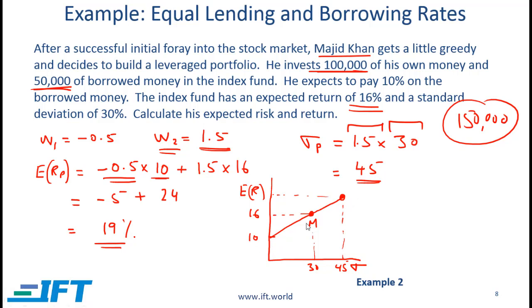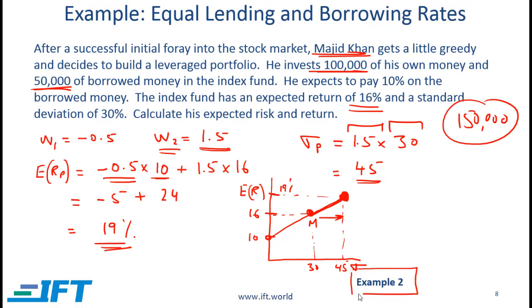Graphically, here is what we are doing. This point represents the risk-free rate, 10%. This point represents the market. Expected return is 16%. Standard deviation is 30. Since we are borrowing, or this investor here is borrowing, we are going to be to the right of the market portfolio. Clearly, because of the borrowing, the risk is higher than the market portfolio and the expected return will also be higher. That expected return is 19% from here and the risk is 1.5 times 30, which is 45. So this is the point where we are at.